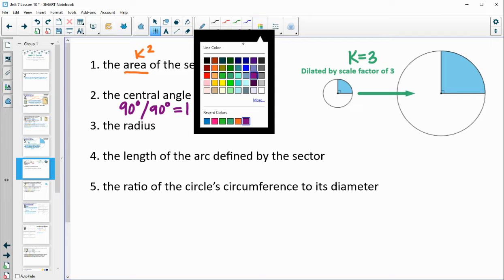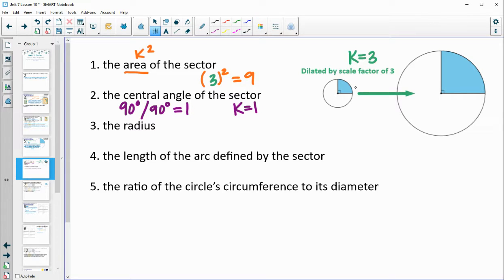The radius is a length measure, so the radius is going to be impacted by K. So that's just going to be equal to 3 times. It's going to be equal to the scale factor. The length of the arc, again, is a length measurement, so it's going to be impacted the same amount as the scale factor is. So the length of the arc is going to be 3 times bigger.